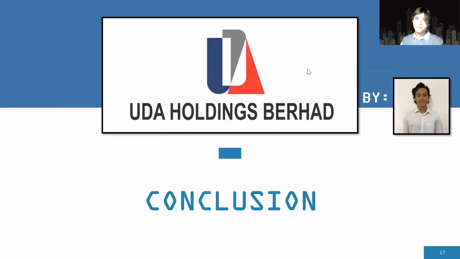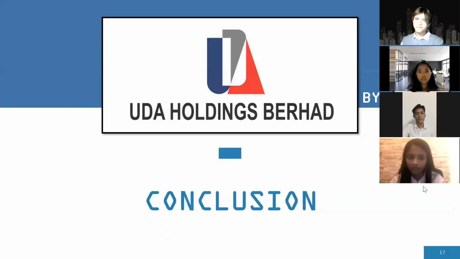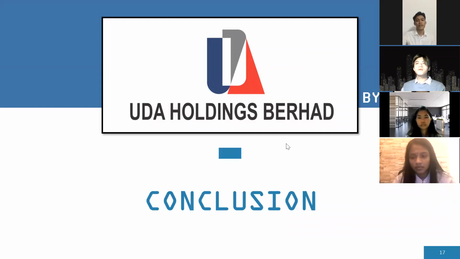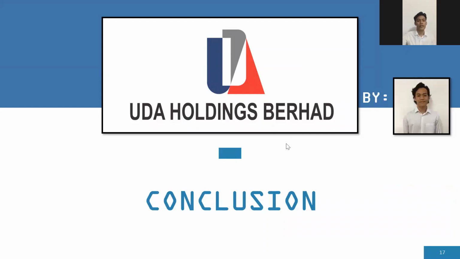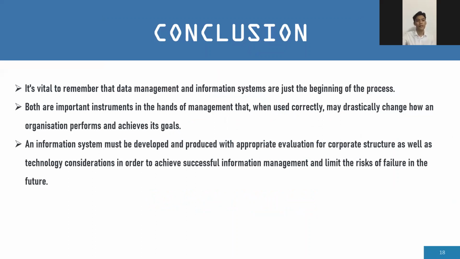So, in conclusion, it's vital to remember that data management and information systems are just the beginning of the process. Both are important instruments in the hands of management that, when used correctly, may drastically change how an organization performs and achieves its goals. The company, its employees, and its consumers all benefit from proper information system use. When used incorrectly, though, they can waste a lot of time, effort, and money.